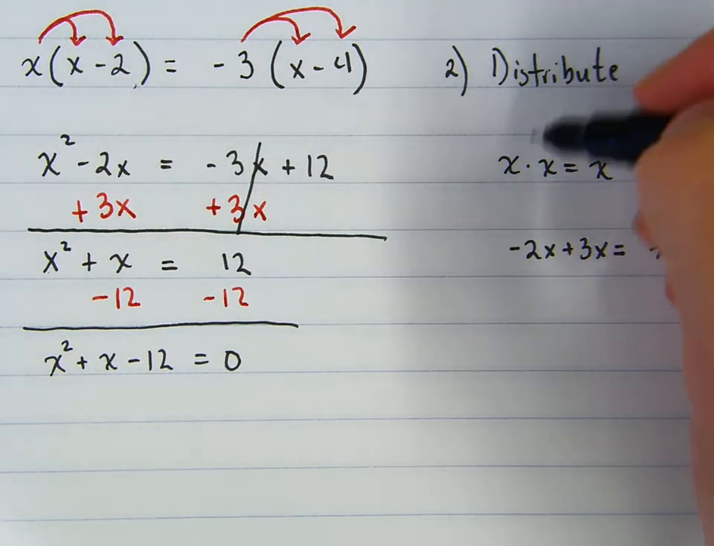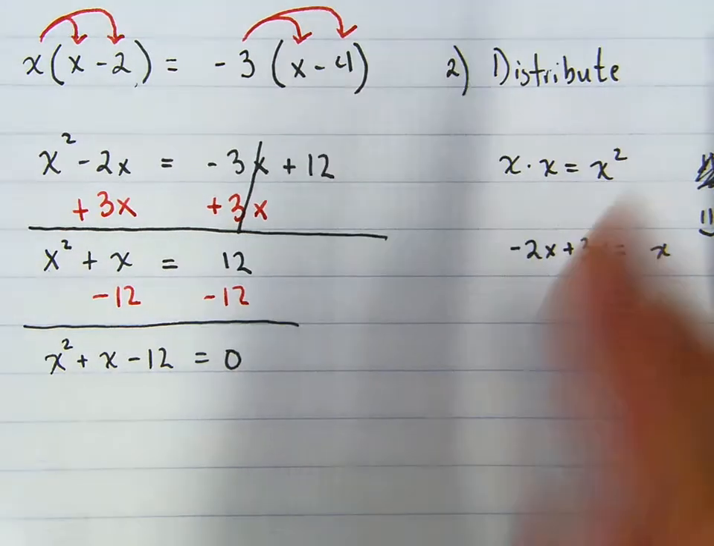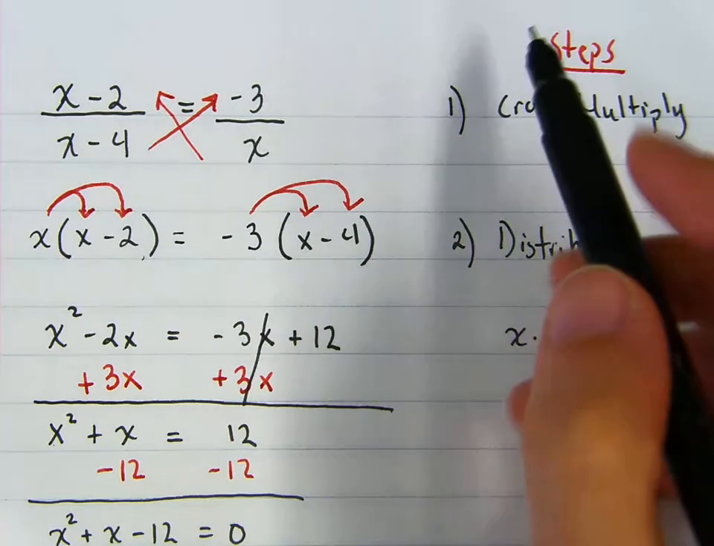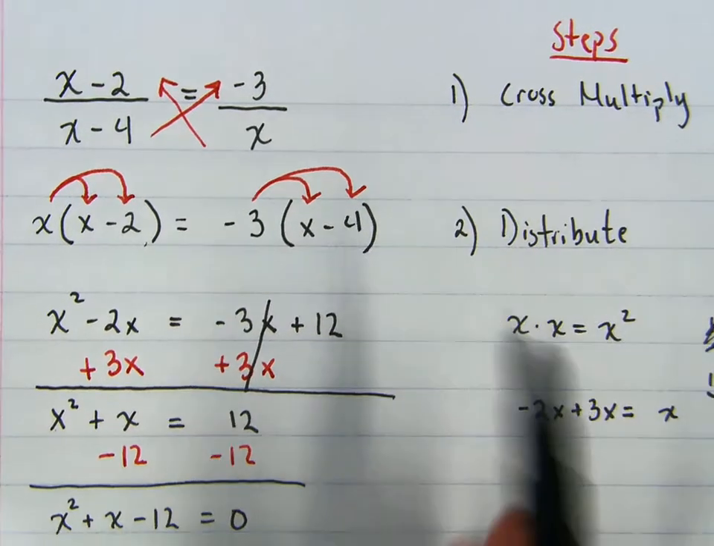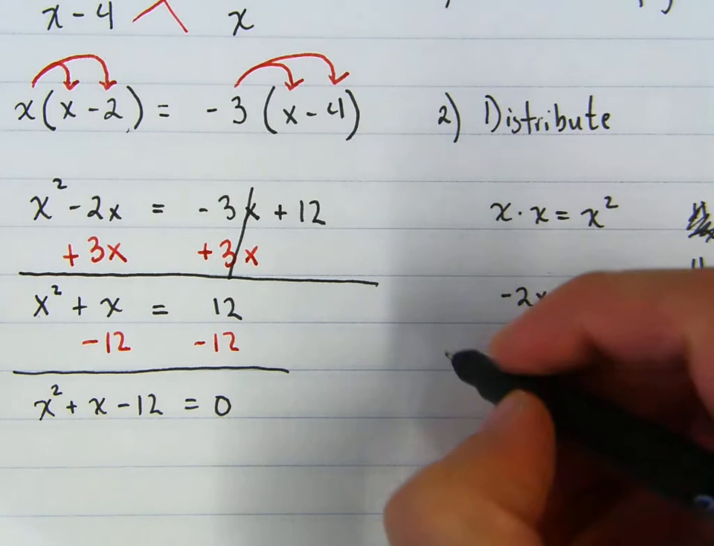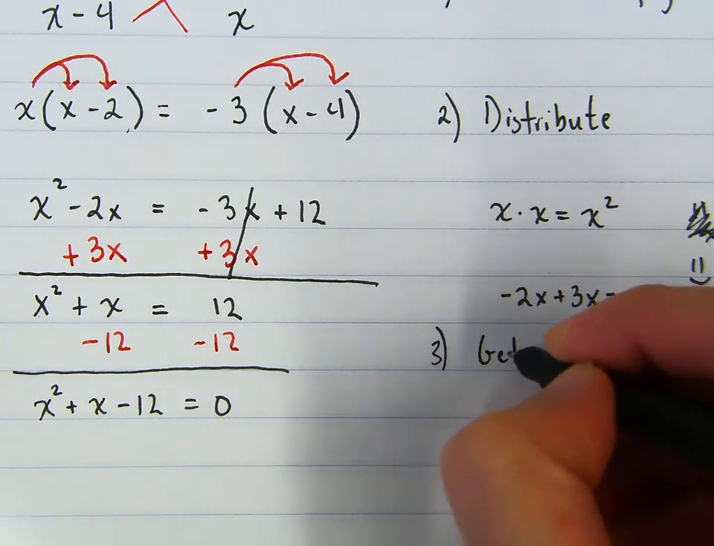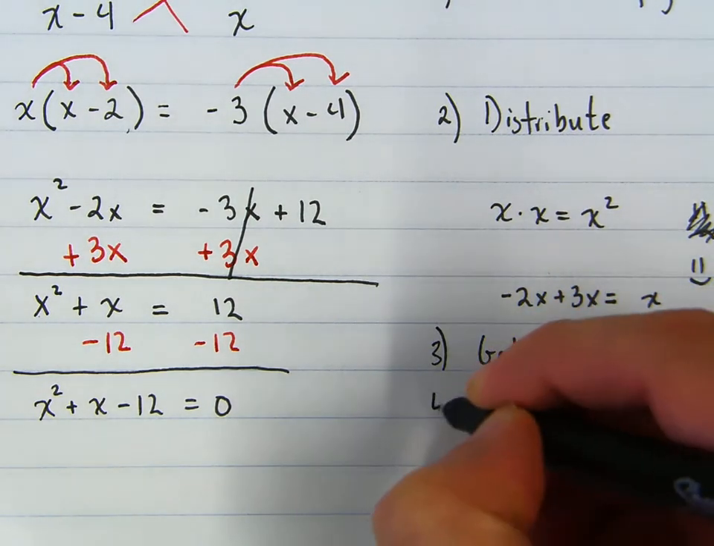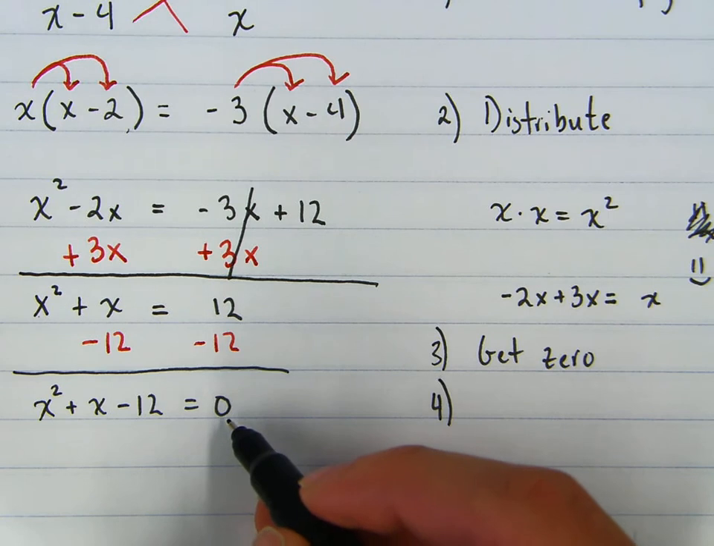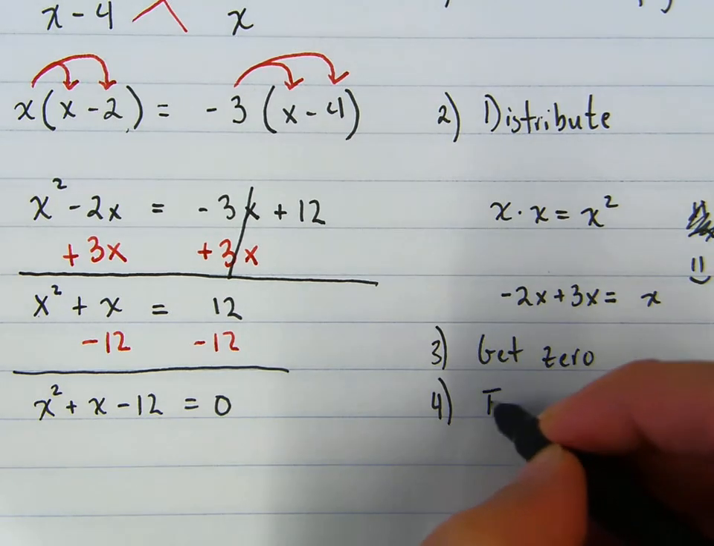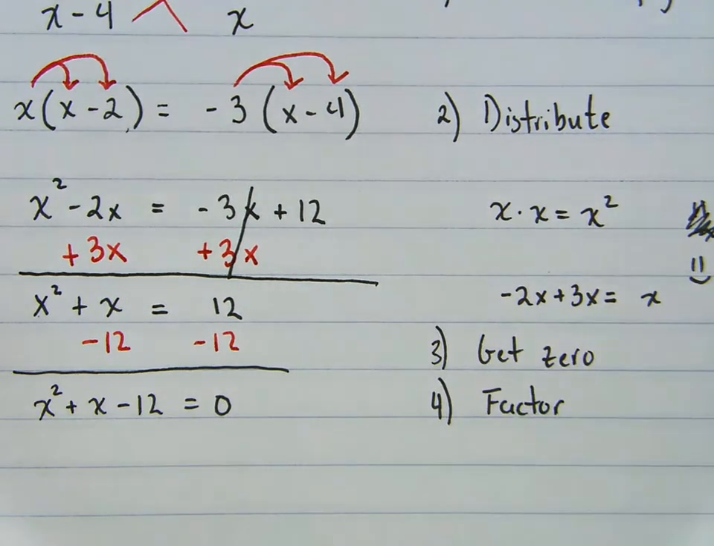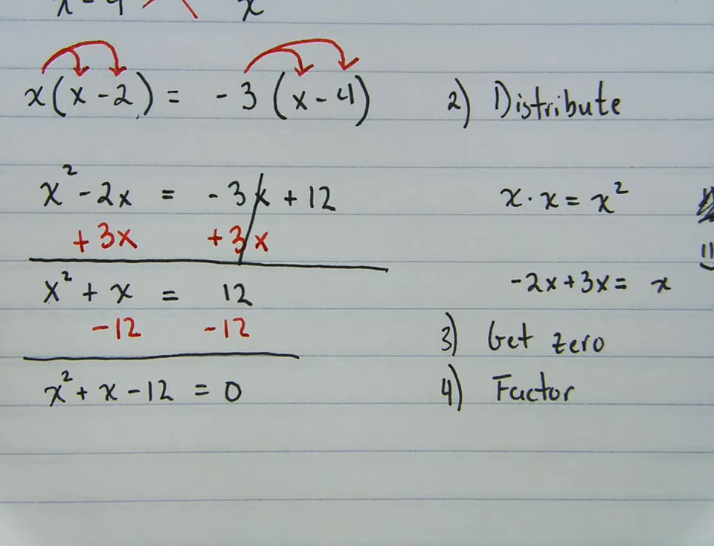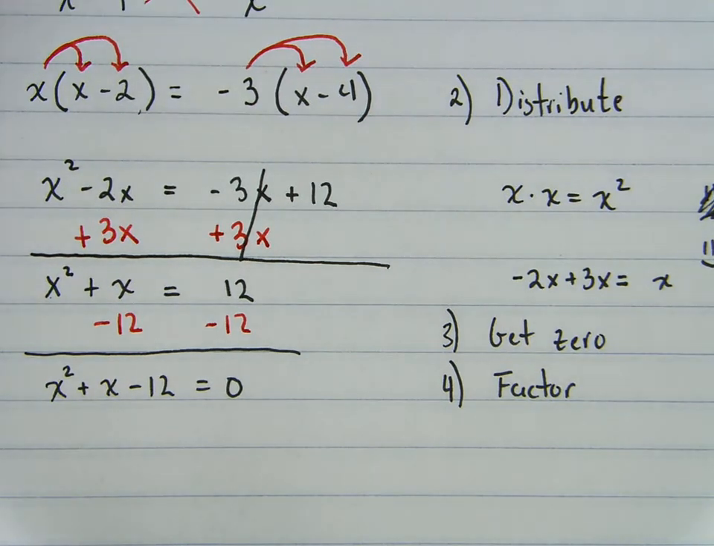One thing I should write is, let's review. The first step was cross multiply, the second step was distribute, the third step get 0. Fourth step, once we have 0, you want to factor. And how does that rhythm of factoring go? I wrote it down over here.